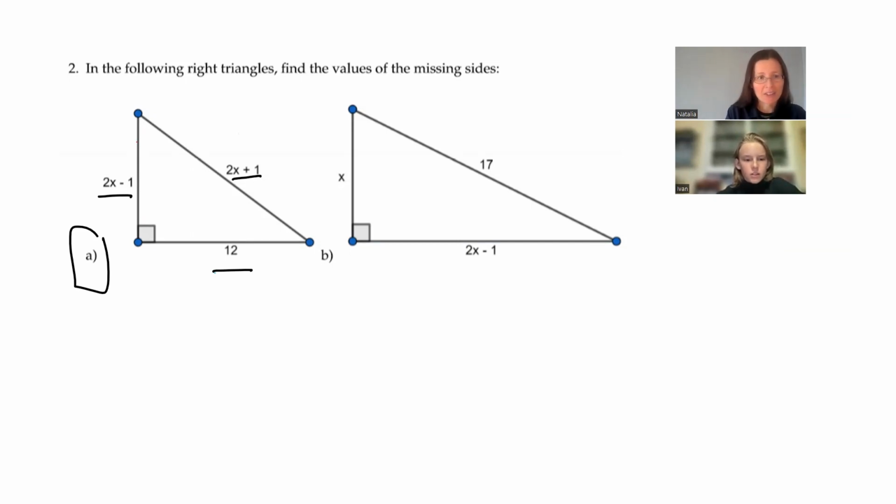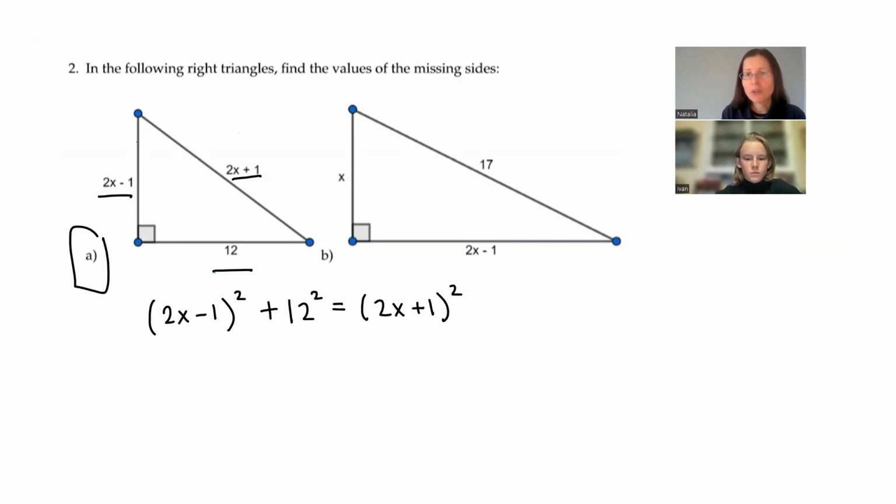Let's do the Pythagorean theorem. It's a right triangle, and that hints right away that the Pythagorean theorem might be useful. So the first leg is 2x minus 1 squared. The second leg is 12. We square it, and we get the hypotenuse squared. How do you solve such an equation? We would distribute all the parentheses and just square 12.